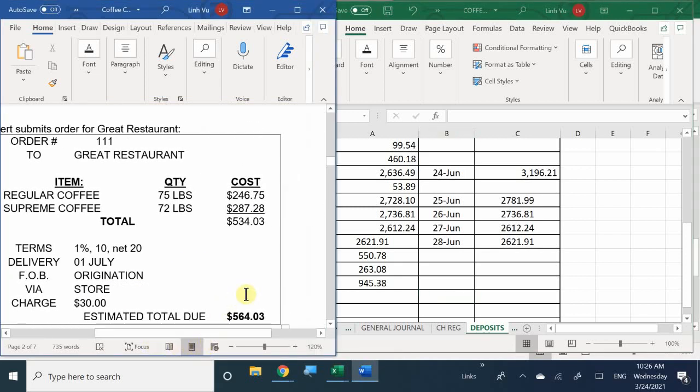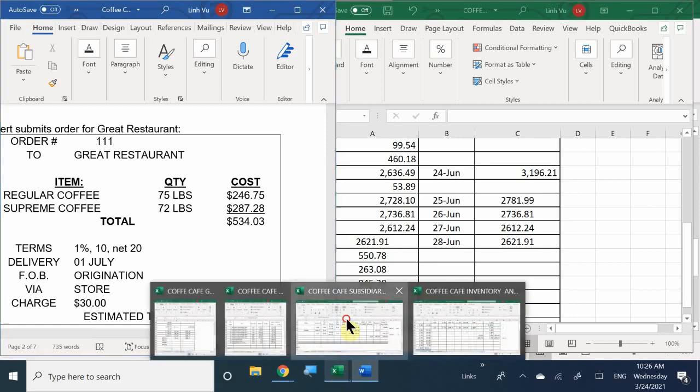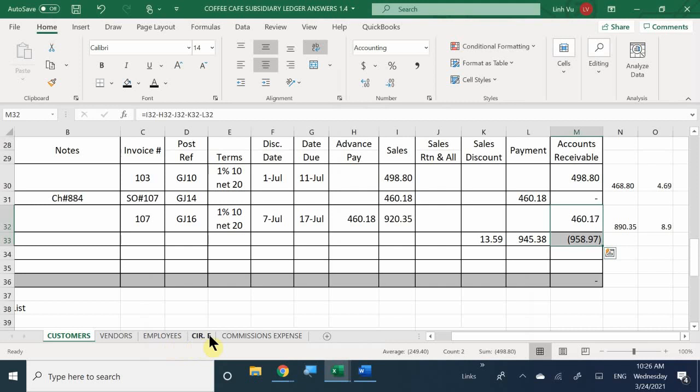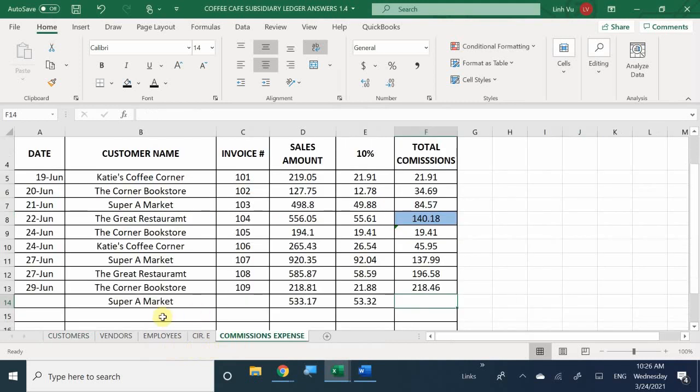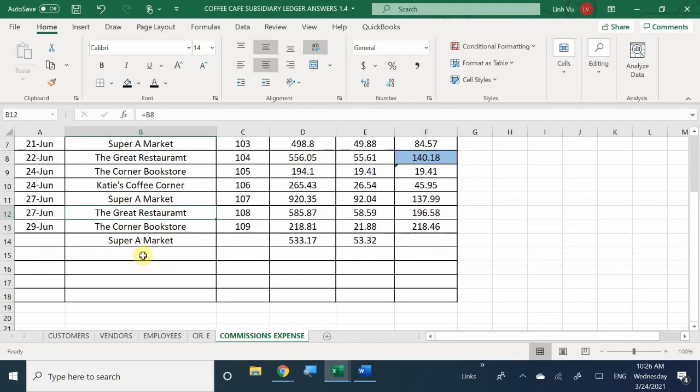And when is it subject to be delivered? July 1st. All right. So what do we do with this? Subsidiary ledger on the commissions worksheet. Perfect. So commissions, right? We need to make sure that Great Restaurant gets what they ordered.